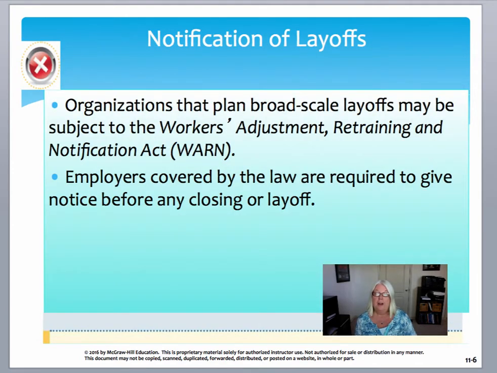Then if we're going to lay off a large number of people, the organization may have to comply with WARN, or the Workers Adjustment, Retraining, and Notification Act. This is a law that states that organizations that have 100 or more employees have to give 60 days notice before closing or laying off 50 or more full-time employees. So this concerns either a massive layoff or a plant closing, and says that an employer has to give notice. If the employer doesn't give the 60-day notice, they have to compensate the employees for any time less than 60.